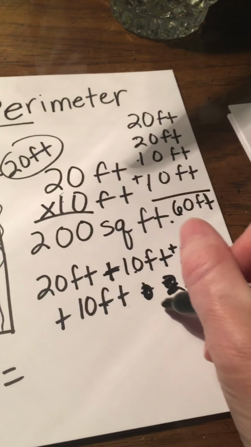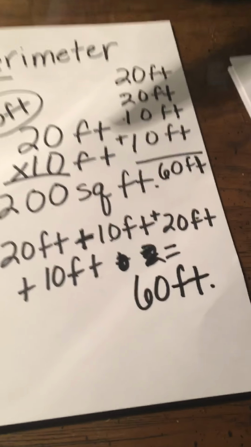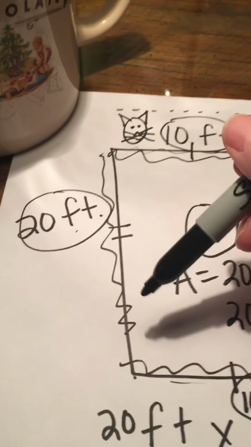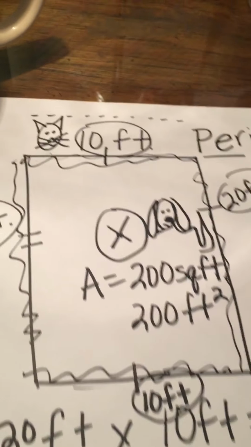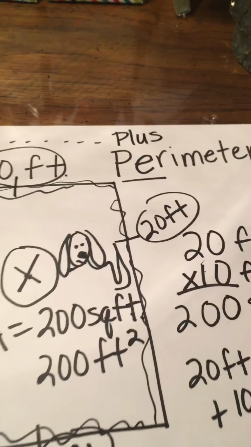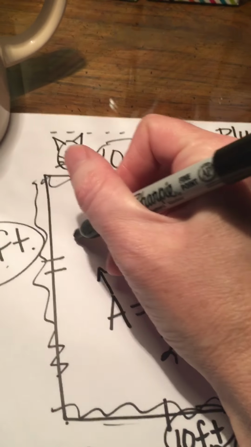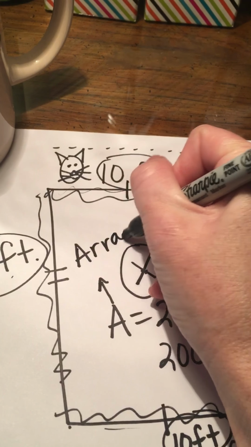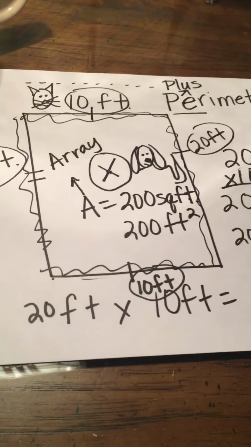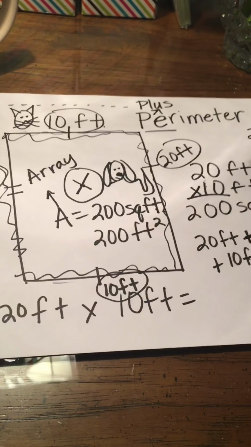And remember we talked about it's not square feet because it's not on the inside of the shape. We didn't multiply. So it's just feet. We're just adding all the way around. Remember we said perimeter is plus, okay, to remember that. And area, we think of it as array, and we know that we multiply an array. So those are some ideas to help you keep the difference between what area is and what perimeter is.